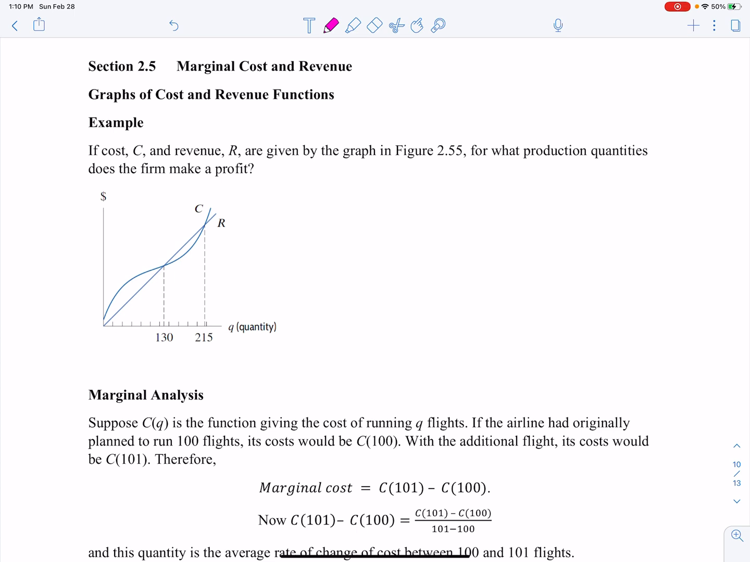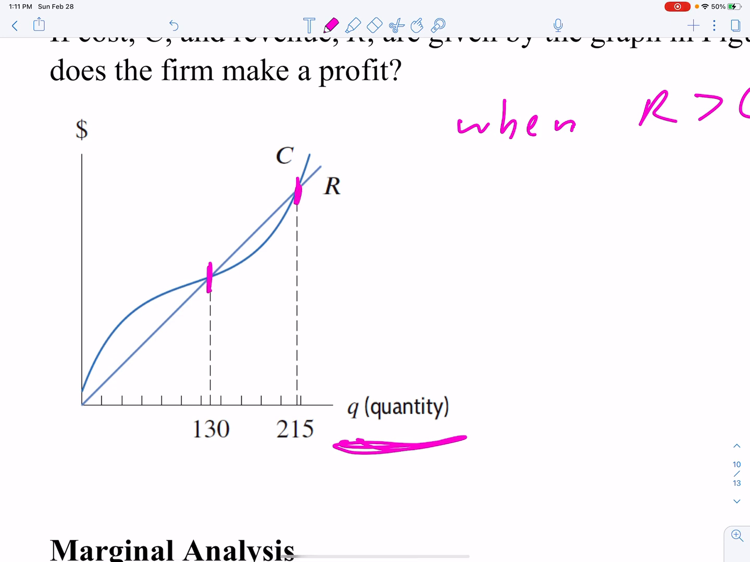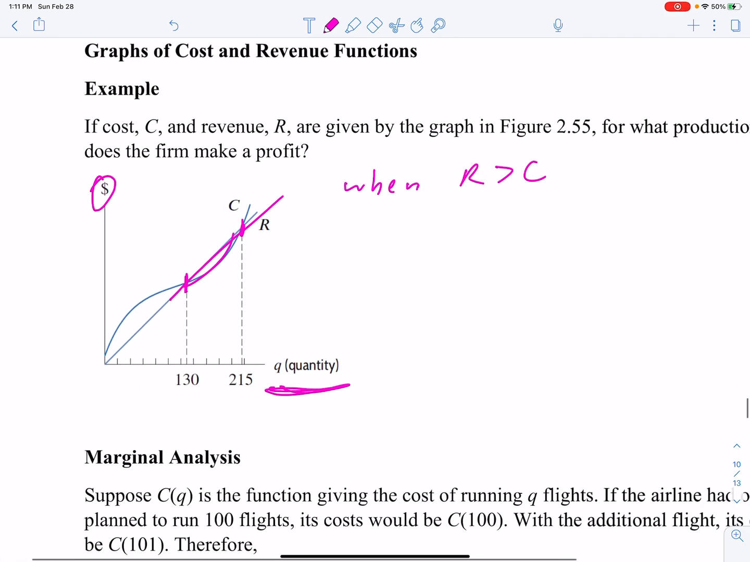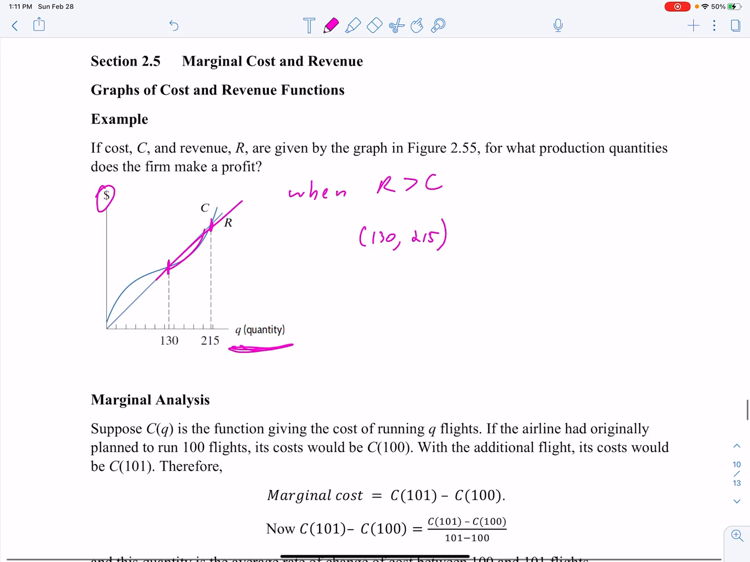For what production quantities, the x values, does the firm make a profit? Of course, when you take in more than you spend. So when revenue is greater than cost, that's when you're making a profit. You can see that happens between these two points. The revenue graph has a higher dollar value than the cost graph. So from 130 to 215 quantity of whatever this product is.